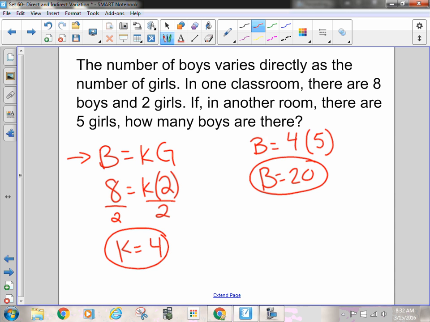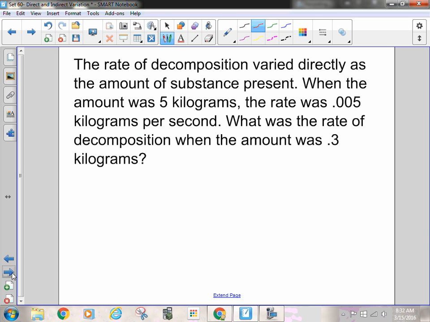Once you find K, you plug things in appropriately in the next sentence. It's just a simple multiplication or division. So let's do another directly. The rate of decomposition varied directly as the amount of substance present. Okay, so decomposition varied directly, so we're going to multiply substance present, and we'll use S.